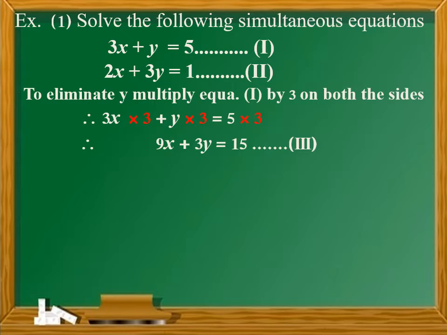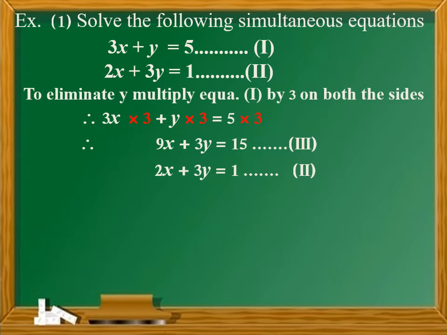Now we will write the equation second again. 2x plus 3y is equal to 1. This is equation 2. If we observe equation 3 and 2, we see here that the coefficients of y are same.